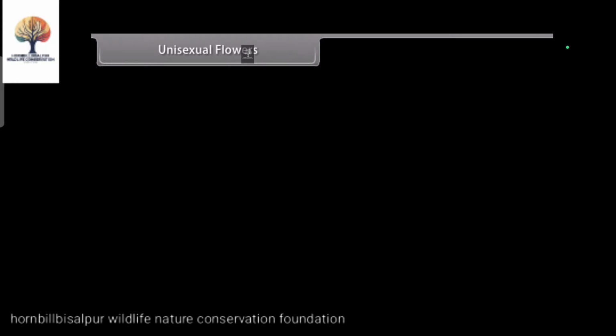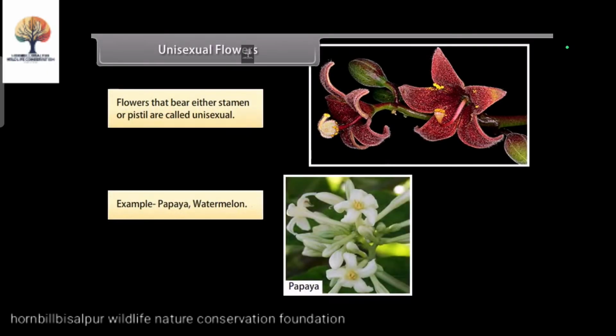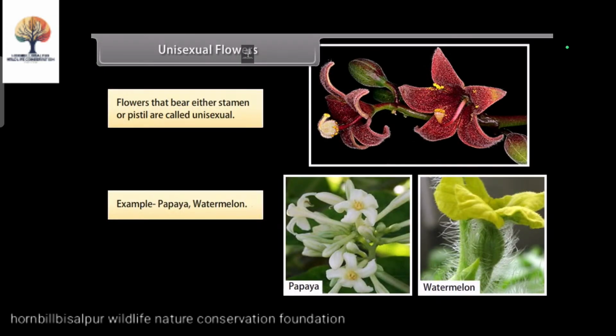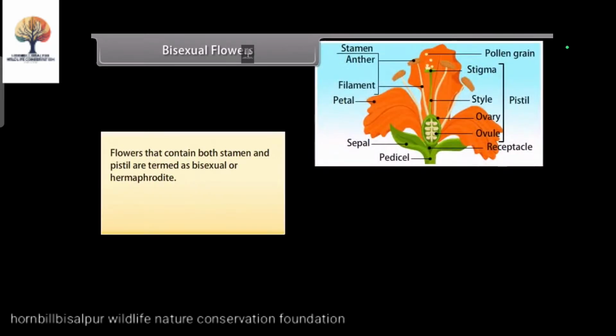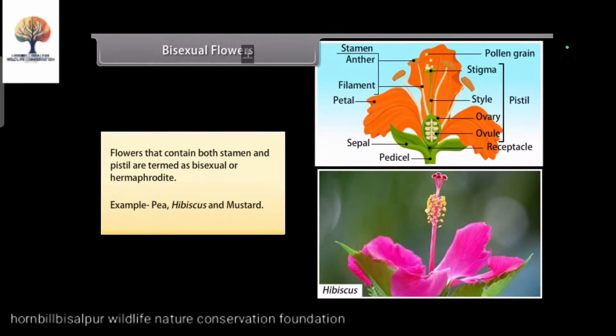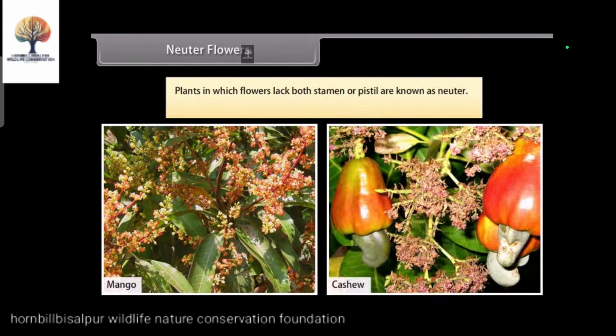Unisexual flowers. Flowers that bear either stamen or pistil are called unisexual. Example: papaya, watermelon. Bisexual flowers. Flowers that contain both stamen and pistil are termed as bisexual or hermaphrodite. Example: pea, hibiscus, and mustard. Neuter flowers. Plants in which flowers lack both stamen and pistil are known as neuter. Example: mango, cashew.